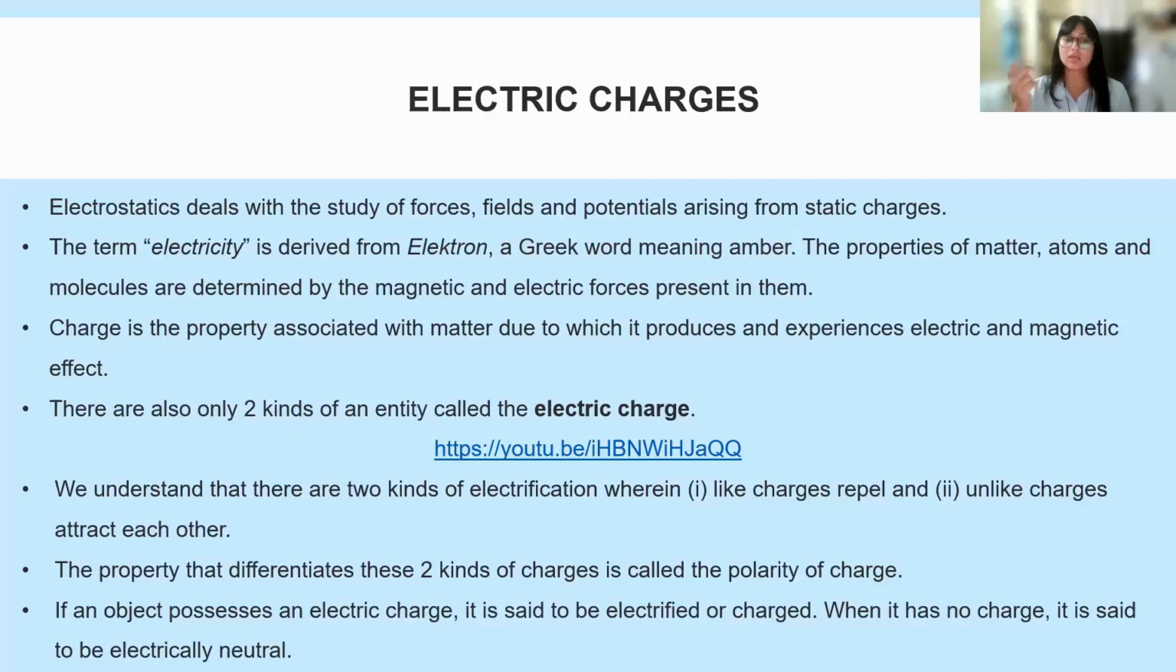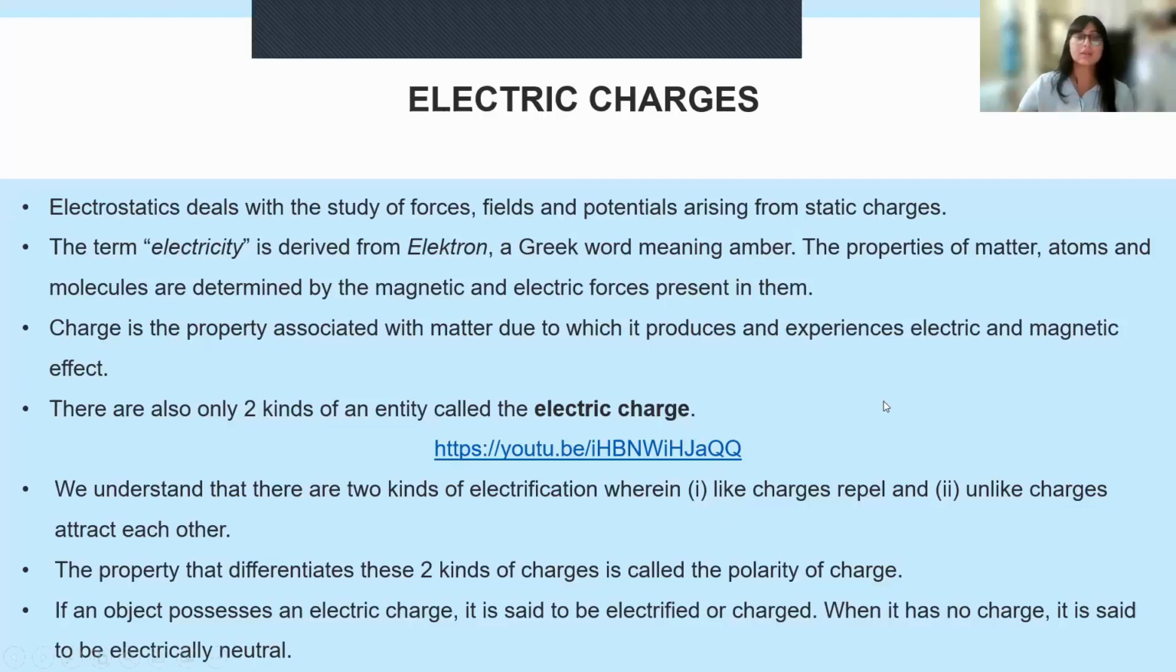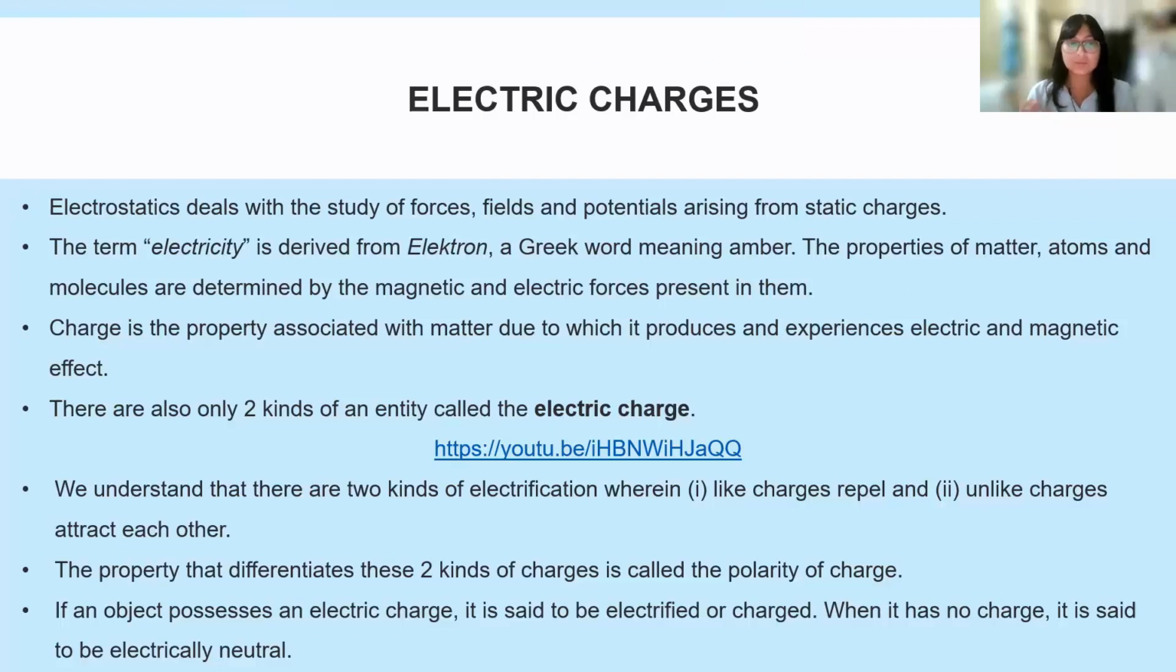There are also only two kinds of an entity called the electric charge. This is a video which you can refer to later on with some more basic experiments, which will introduce you to static electricity. You can try them on your own to have a bit of experience yourself.